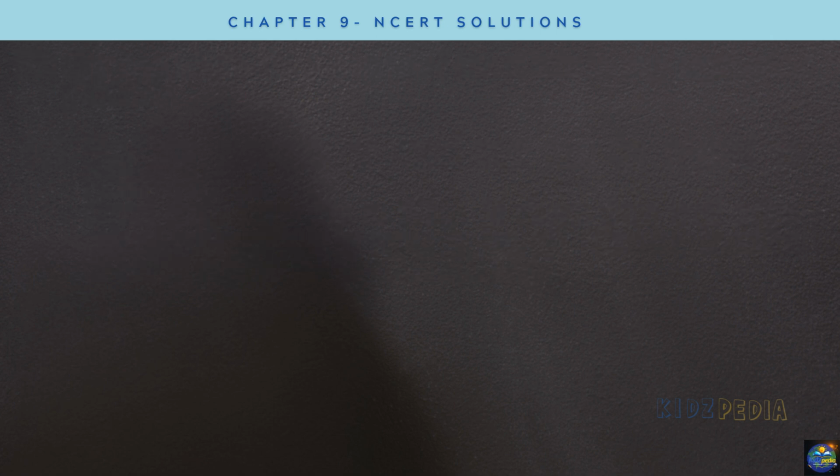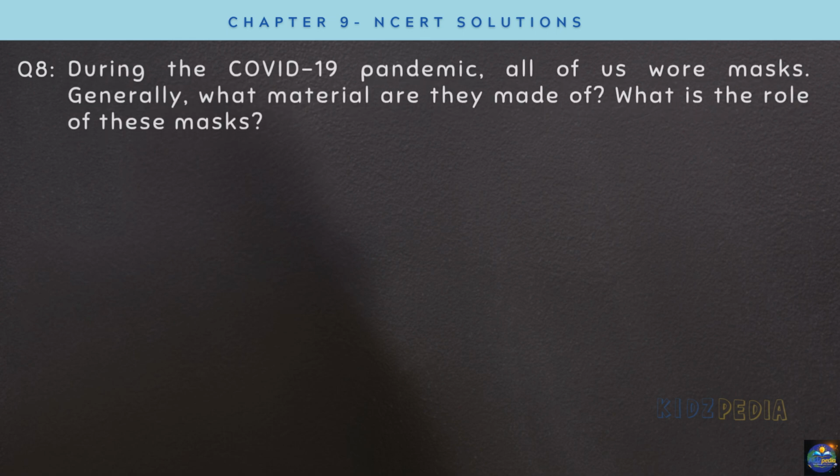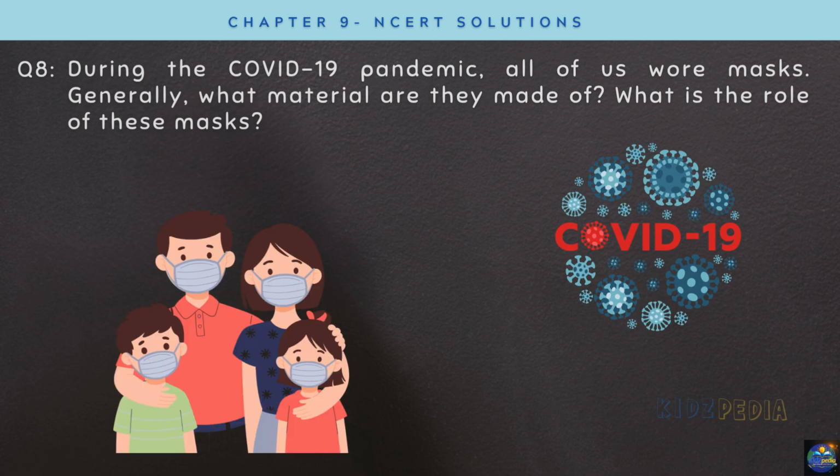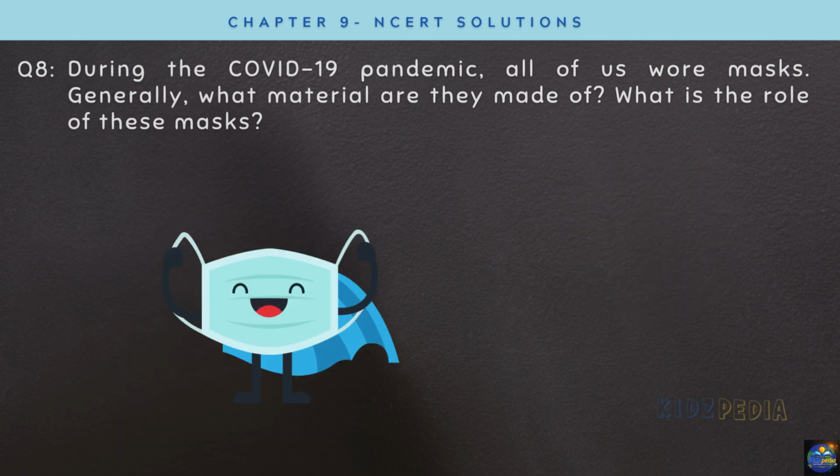Next question. During the COVID-19 pandemic, all of us wore masks. Generally, what material are they made of? What is the role of these masks? During the COVID-19 pandemic, everyone wore face masks to stay safe. Most masks are made of cloth, cotton fabric, or special filtering materials such as those used in medical masks. These materials have very small pores that act like a filter.